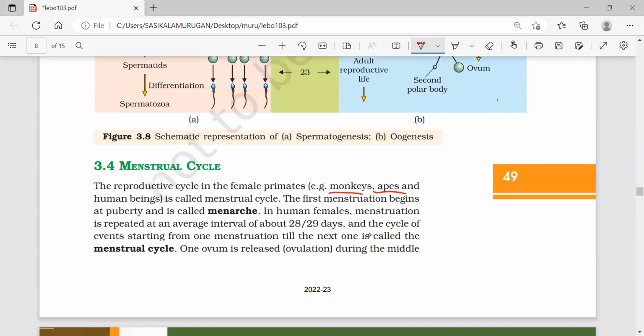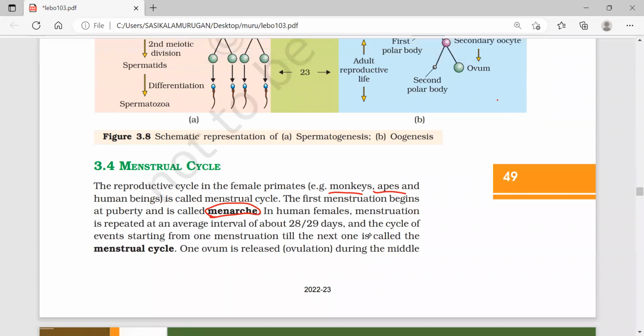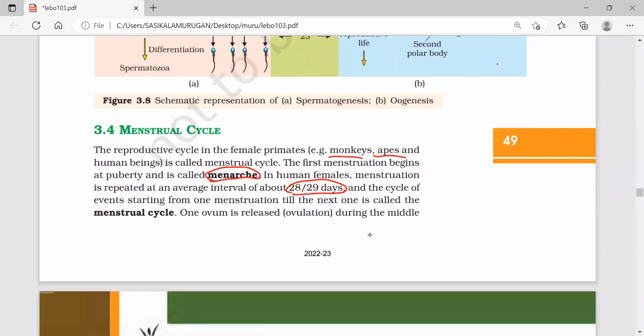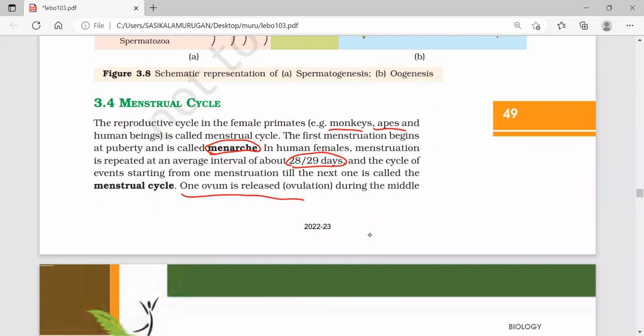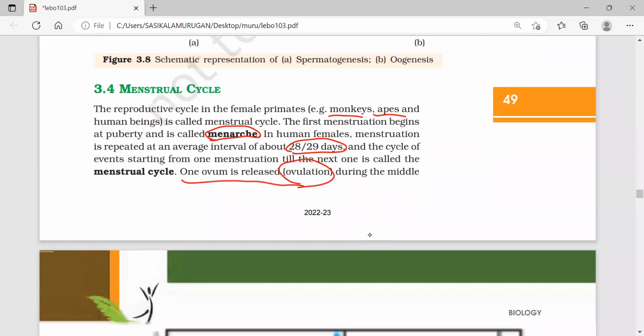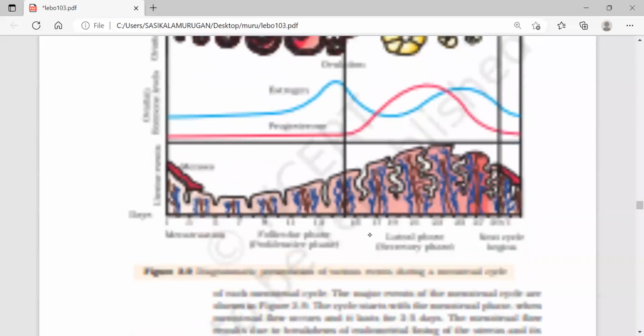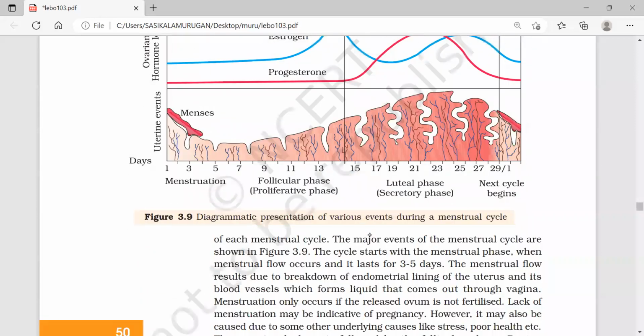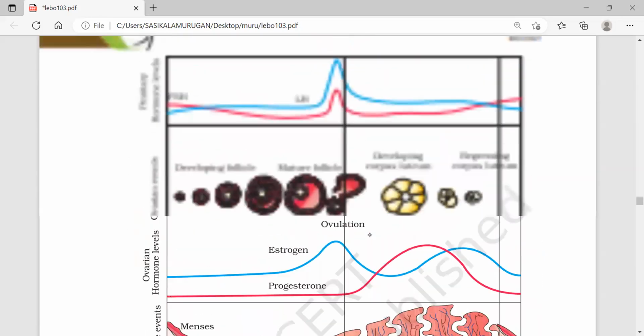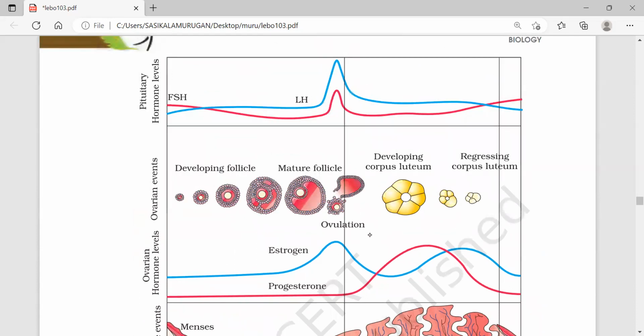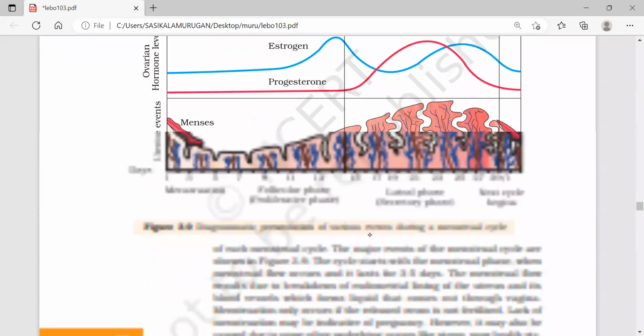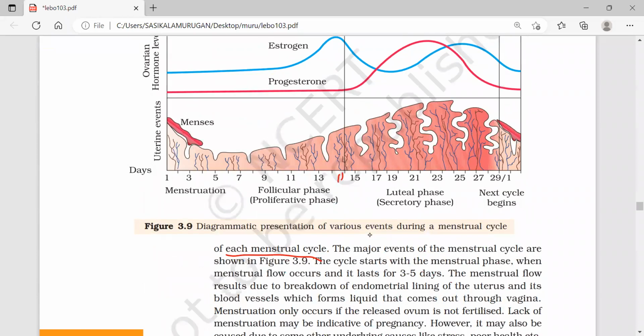So the first menstruation begins at puberty. It is called menarche. Then the cycle happens between 28 to 29 days, and the ovum is released. The process is called ovulation, during the middle of the menstrual cycle. This is the middle of the menstrual cycle, this region. Actually, this is the 14th day.